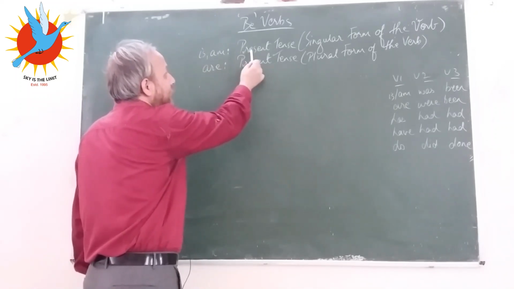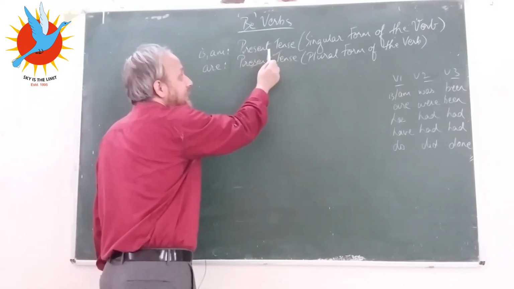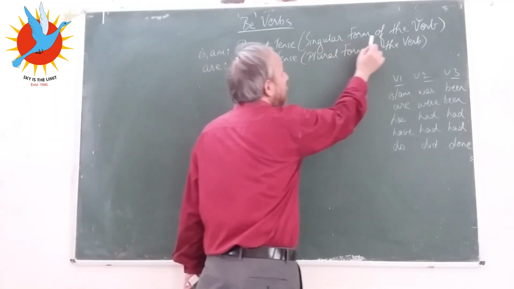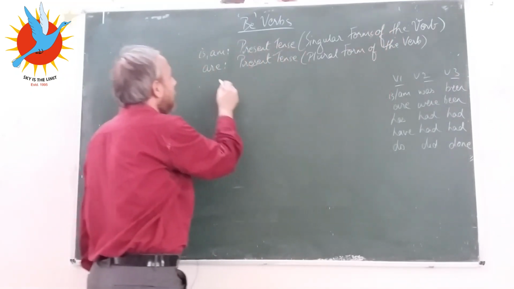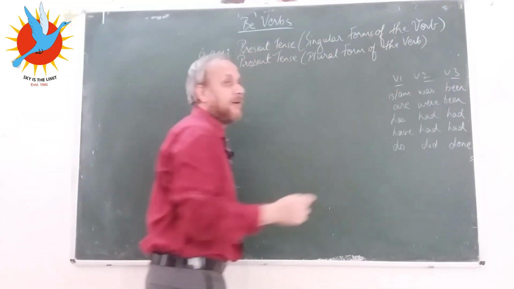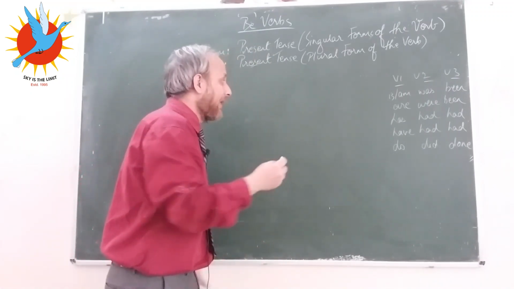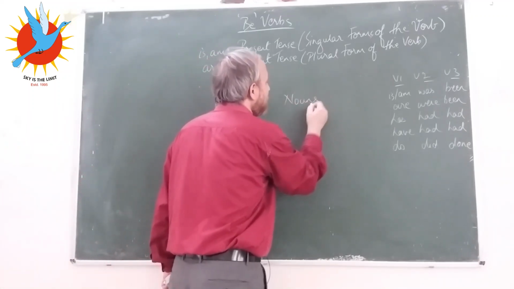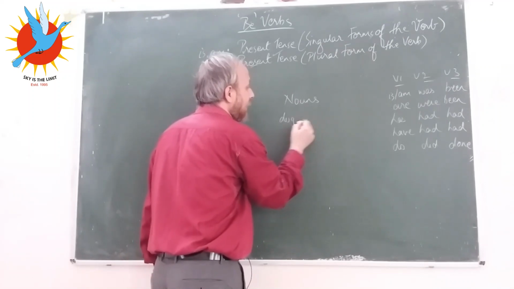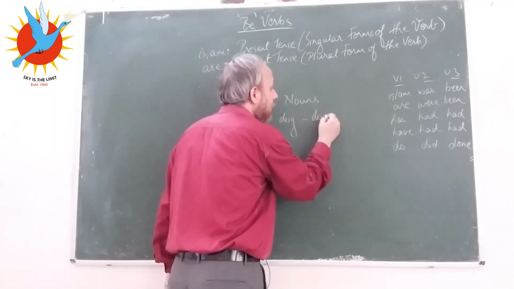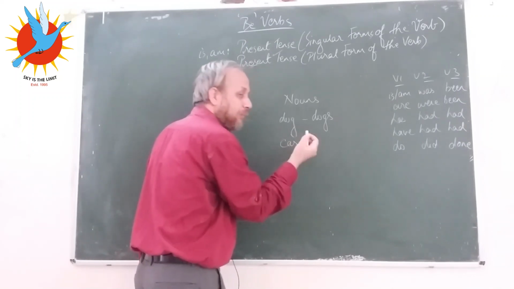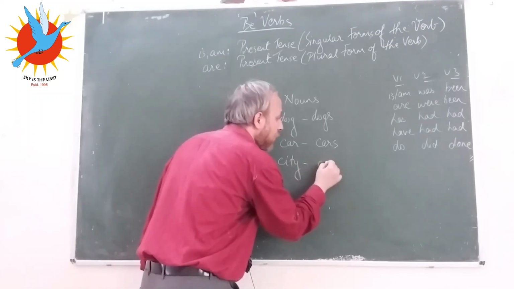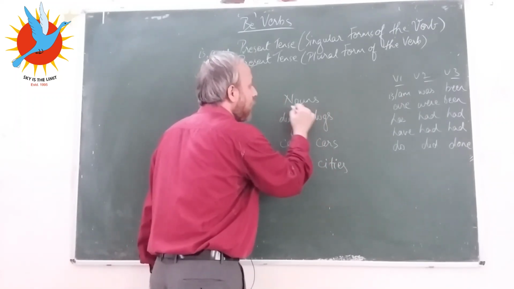Is and am. When you use them, we're talking about the present tense, kids. Both these verbs are singular forms of the verb, and are is the plural form. Usually we associate singular and plural with nouns. For example, dog is singular, so the plural of dog is dogs. Car is singular, the plural is cars. City is singular, the plural is C-I-T-I-E-S. So these are all nouns.